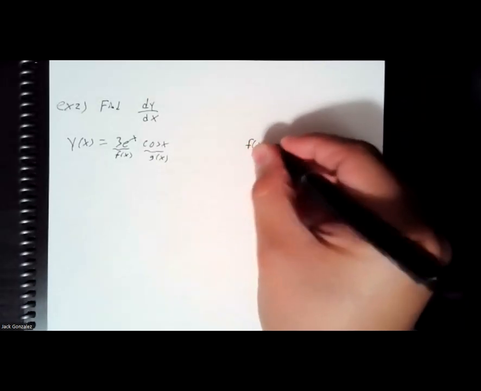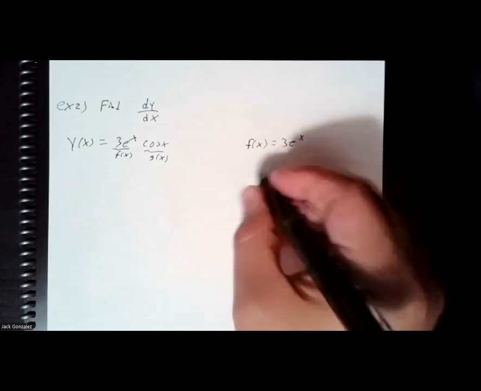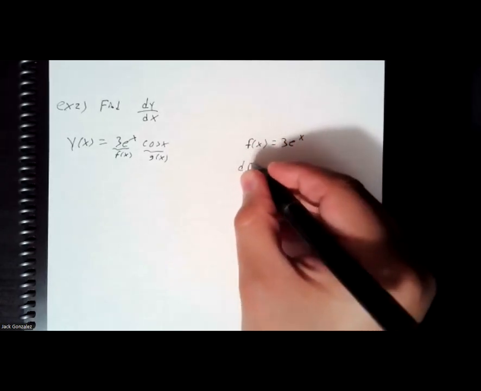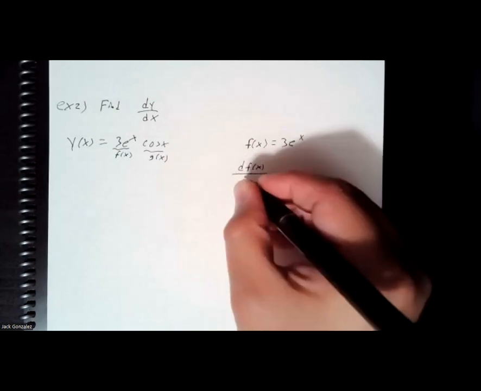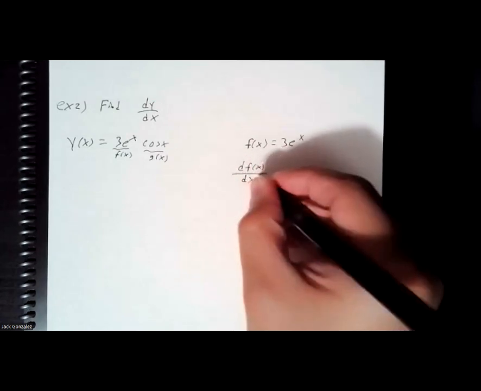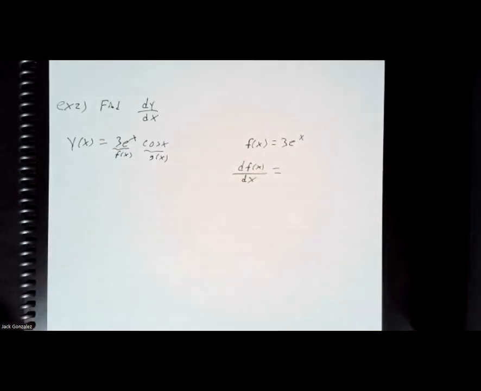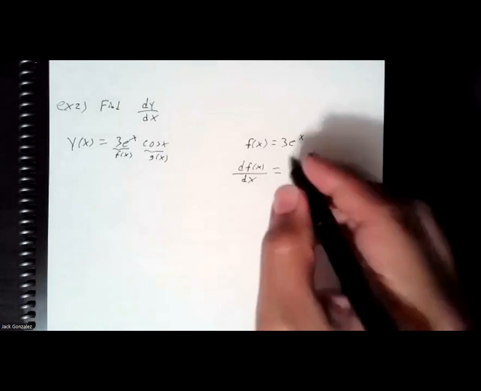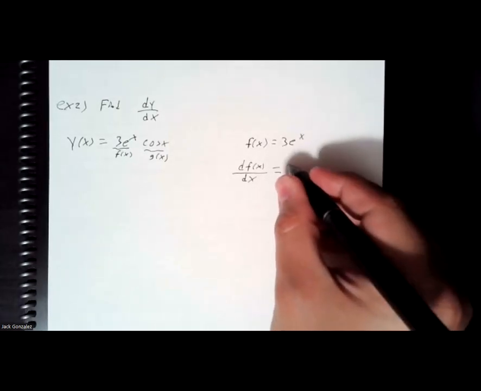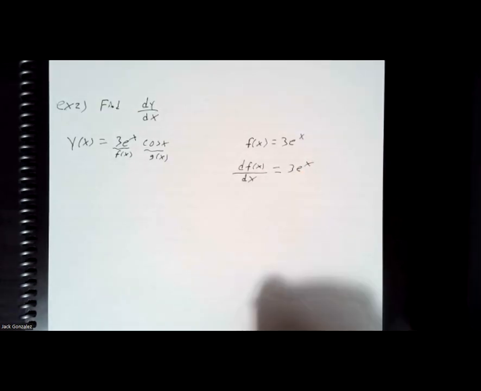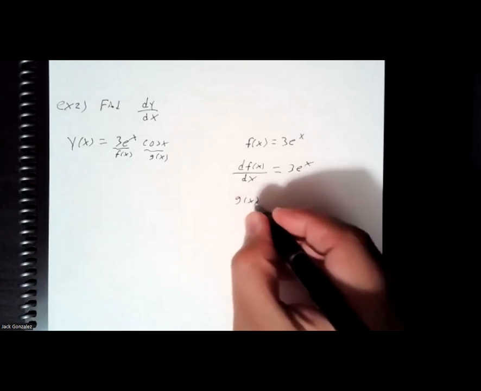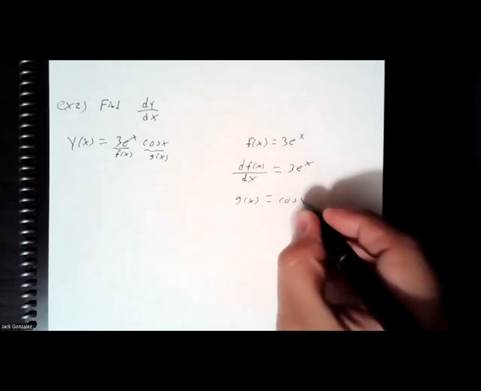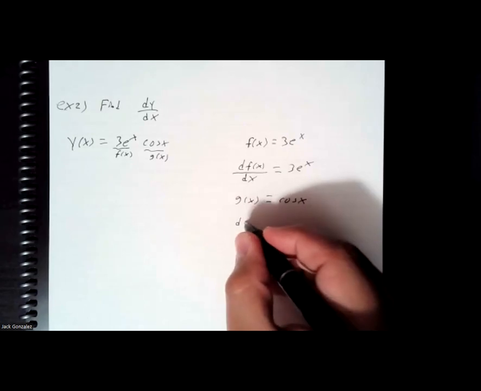So if my f is 3e to the x, what is df/dx? Because e is weird. e is just itself. So the 3 doesn't do anything. So just itself. So g is cosine. So this one you have to have either memorized or you need to have your formula sheet out.